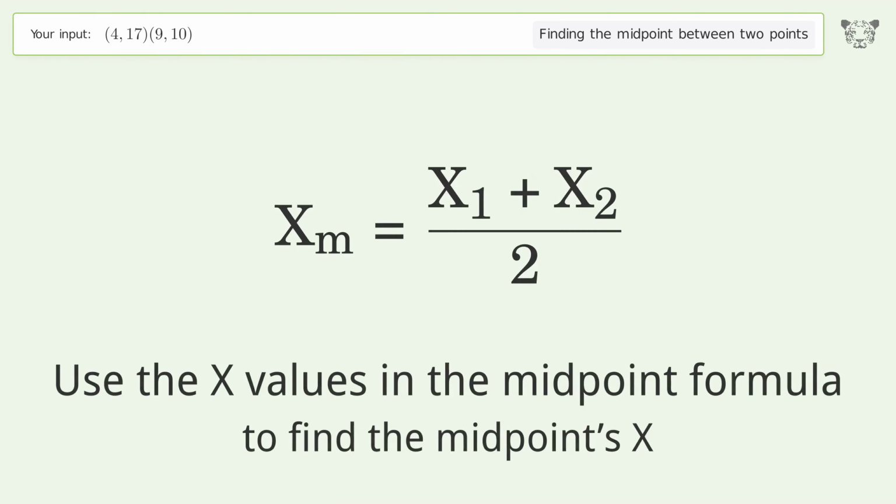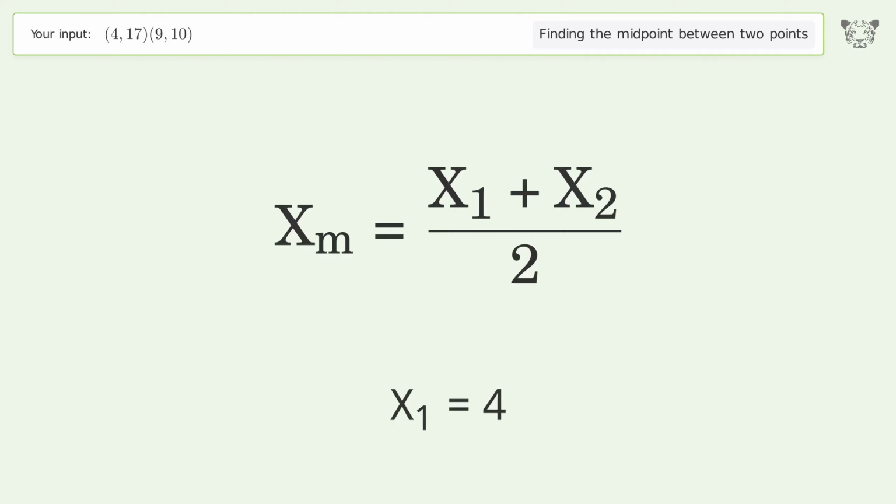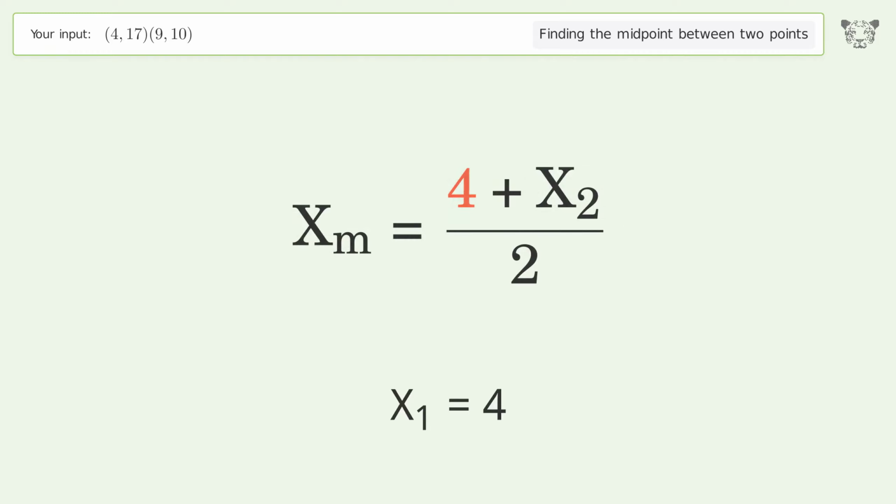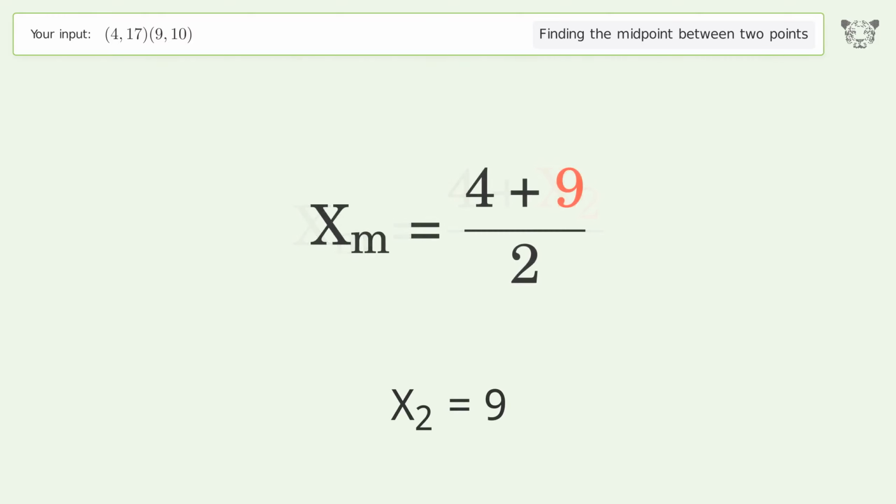Use the x values in the midpoint formula to find the midpoint's x. x1 equals 4. x2 equals 9. Simplify the arithmetic.